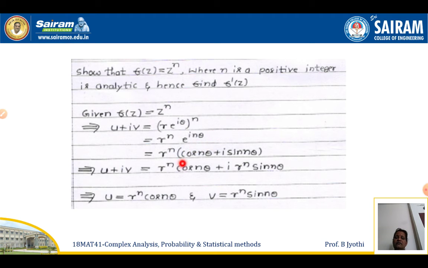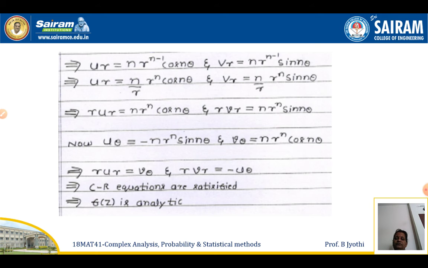So we get r power n e power i n theta. e power i n theta can be written as cos n theta plus i sin n theta, and further splitting it as r power n cos n theta plus i into r power n sin n theta, where u is r power n cos n theta and v is r power n sin n theta. So finding ur, vr, u theta and v theta. ur is n r power n minus 1 cos n theta, vr is n r power n minus 1 sin n theta, and ur is further written as n by r into r power n cos n theta.